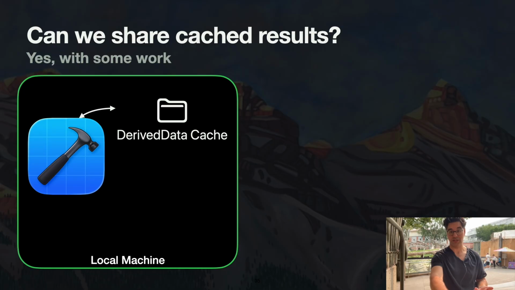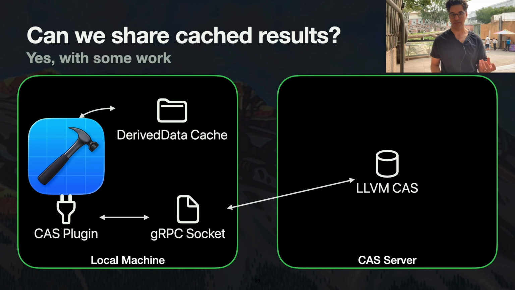So the remote cache is also possible. So you can see here, on a local machine, we have Xcode communicating with the derived data cache. Now, the trouble is, it's a bit more complicated to get a remote cache. Essentially, Xcode comes with a plugin that has a gRPC client inside it.